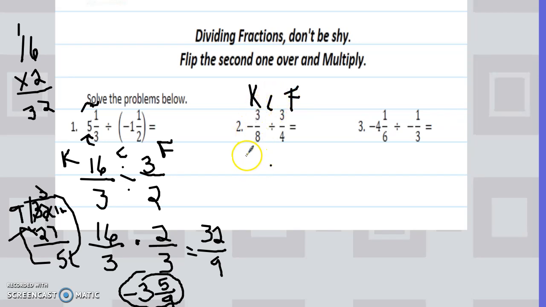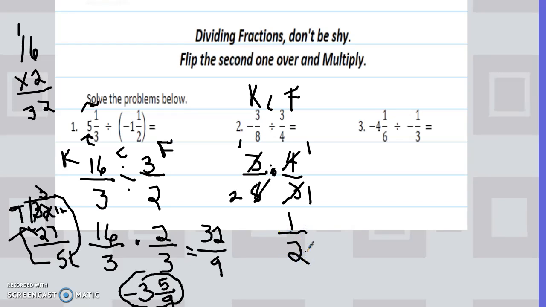I'm going to keep it. It's 3/8. I'm going to flip it. It's 4 thirds. I'm going to change the division to multiplication. Now I'm going to simplify the diagonals. 3 divided by 3 is 1. 3 divided by 3 is 1. 4 divided by 4 is 1. 8 divided by 4 is 2. 1 times 1 is 1. 1 times 2 is 2. I have an odd amount of signs, or different, so it is negative 1/2.